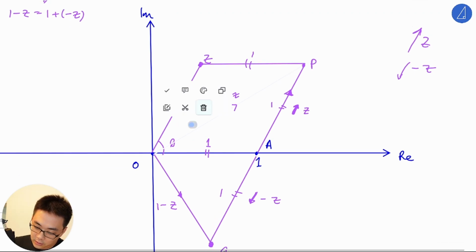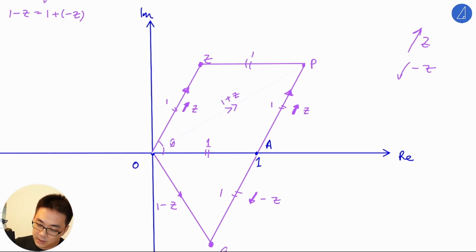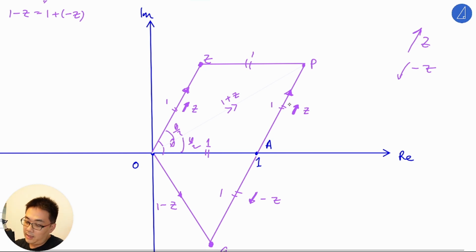Actually, okay lah. It's not that bad, right? Because if this is a rhombus, I know that this is theta over 2, right? This is also theta over 2, right? That is theta over 2, theta over 2. Then this side is an isosceles triangle. Then this is also theta over 2.